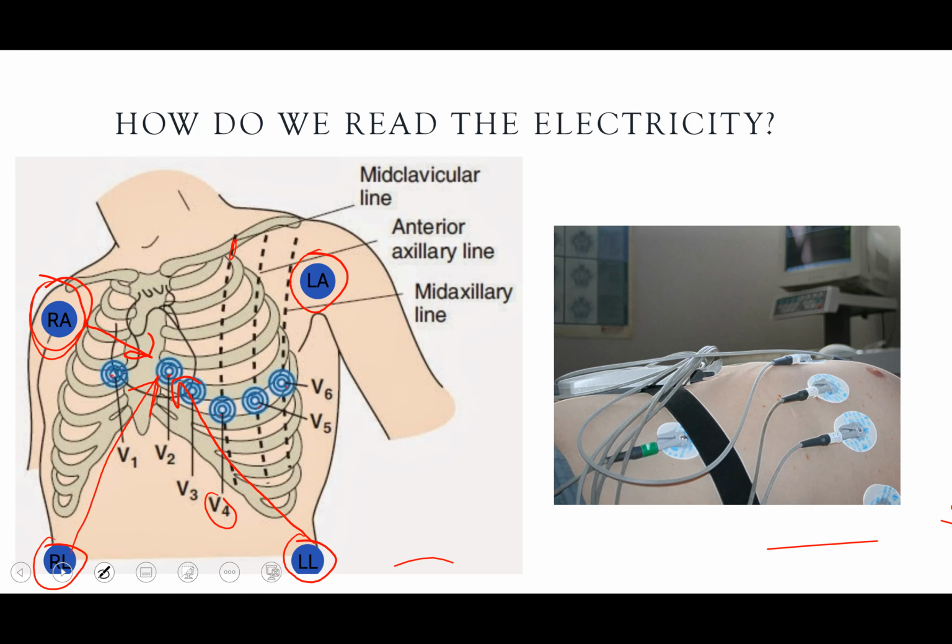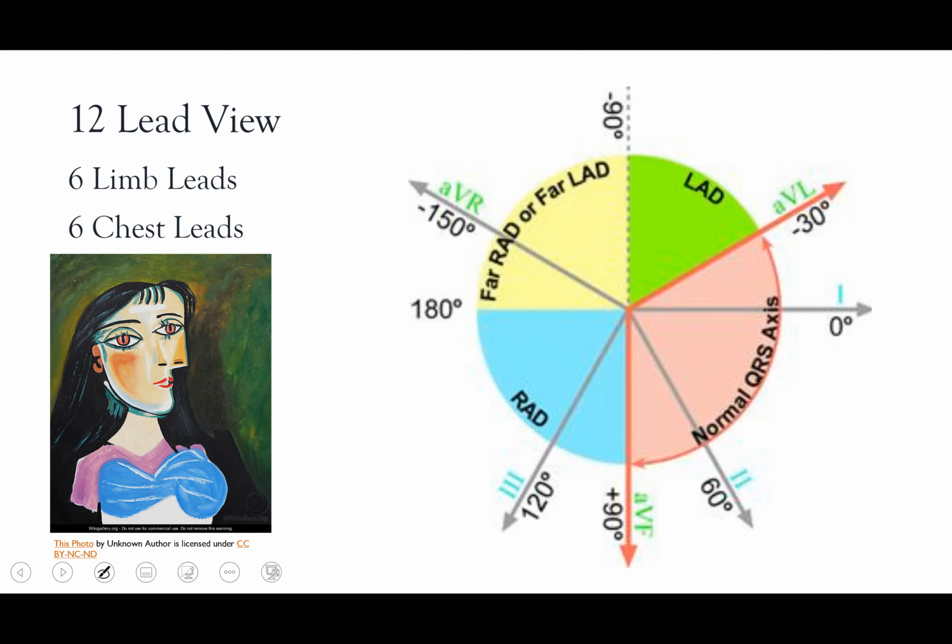All right, I'm trying to get this screen to move. There we go. All right, so you're getting typically a 12 lead view.